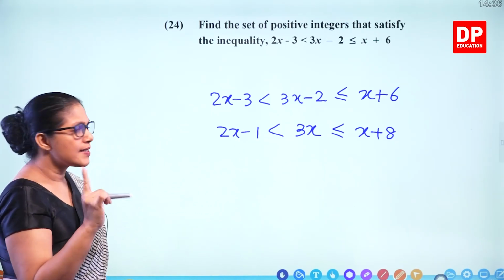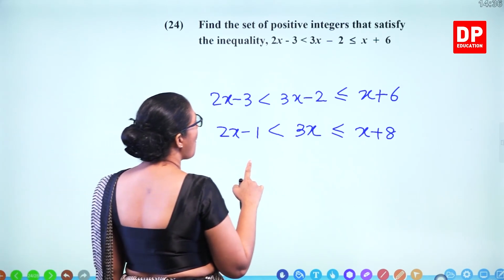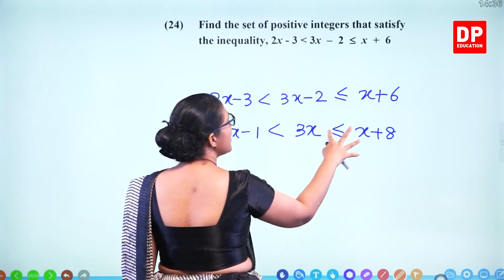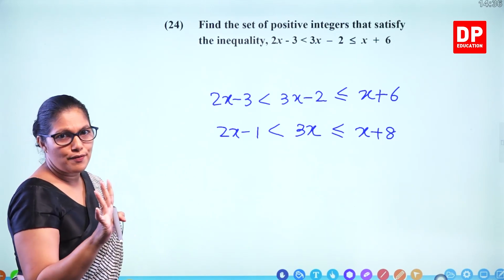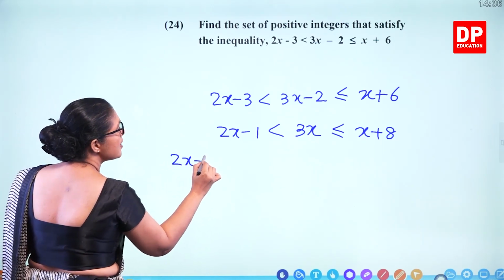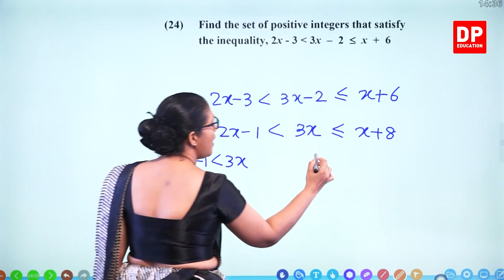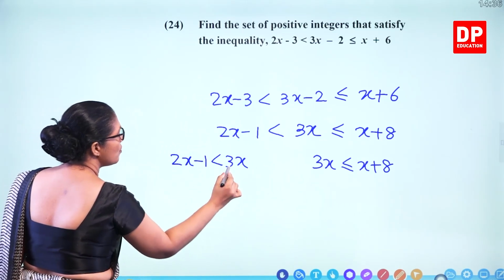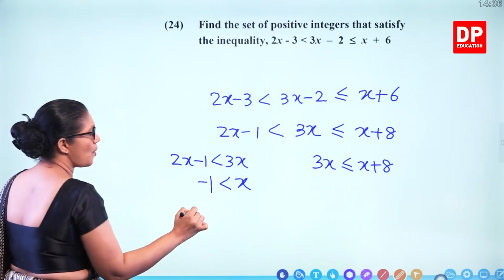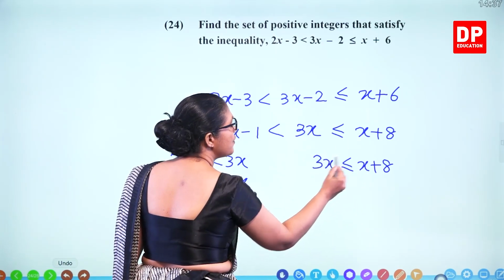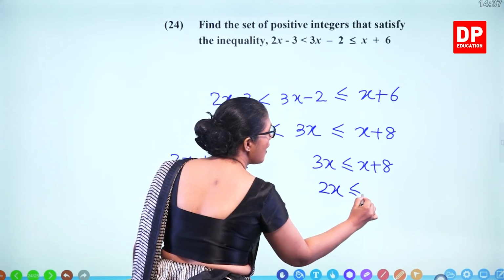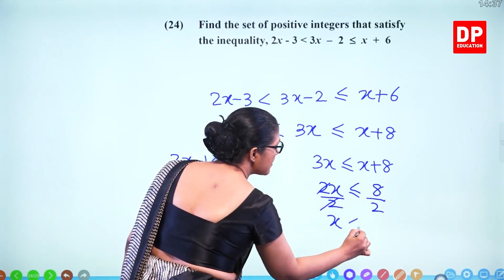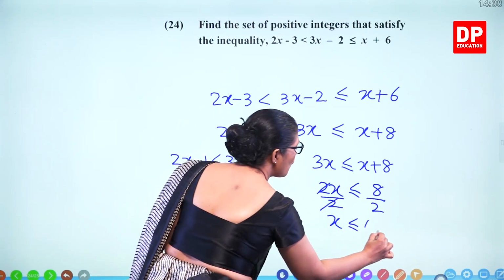Now we have to take all x terms to one side, or you can do it separately. Here you can't do it at once, so you take them separately. 2x minus 1 less than 3x; first part and last part you can do separately. Then taking 2x, x is greater than minus 1. When you take x to this side, 3x minus x becomes 2x is less than or equal to 8. When you divide both sides by 2, x is less than or equal to 8 divided by 2, that's 4.